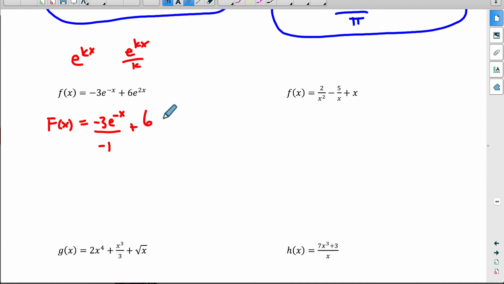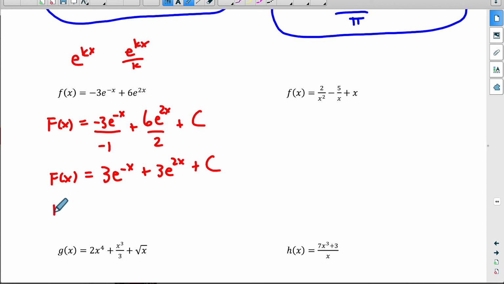Plus, write down the coefficient, keep the e statement exactly the same. Our k in this case is 2, so we need to divide it by 2, and of course, don't forget to put plus c. Oh, how many times did I forget to do that on tests in university? So annoying. Negative divided by negative is positive, e to the negative x, plus 6 divided by 2 is 3, e to the 2x, plus c.